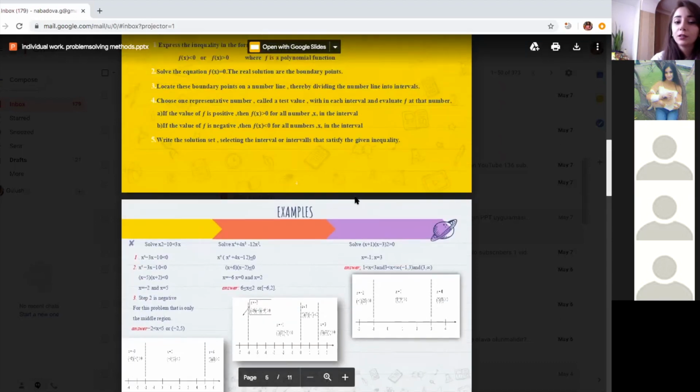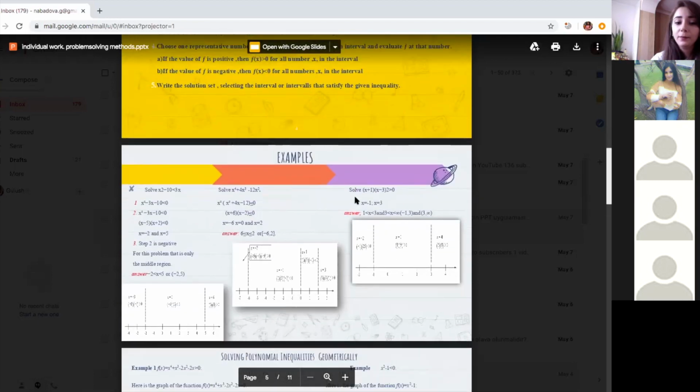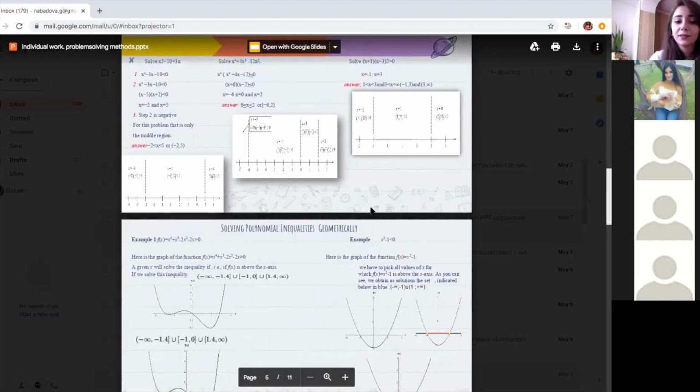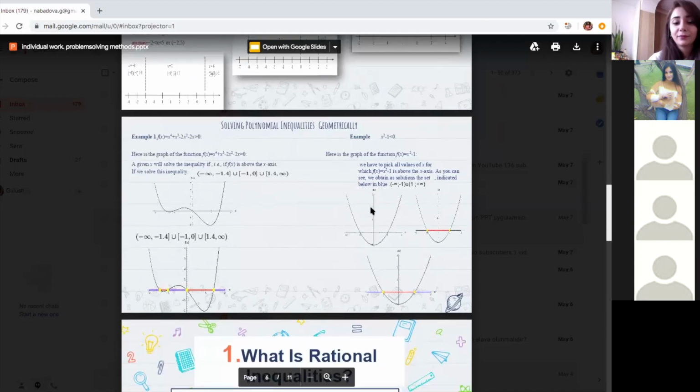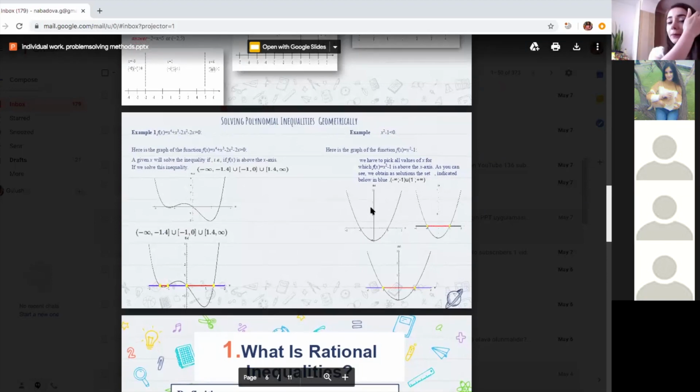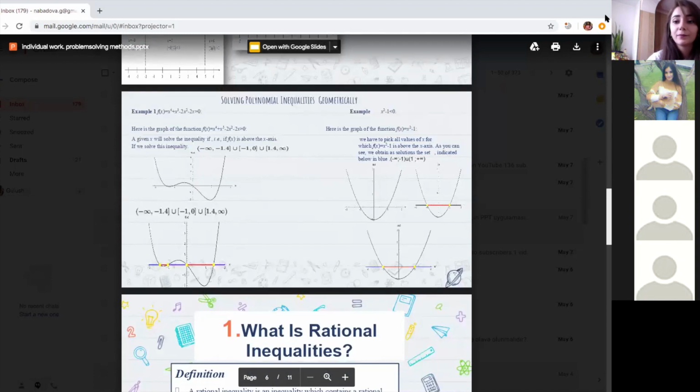There are some examples in there. You don't need to explain the examples. Next. Solving polynomial inequalities. Look at this. Okay. We give some information about the geometric solution. Please, Nermin, continue.